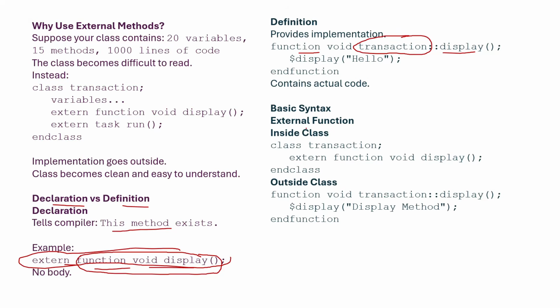So then for external functions, like class transaction and its function, it is the same thing outside the class. I have represented the basic syntax here.